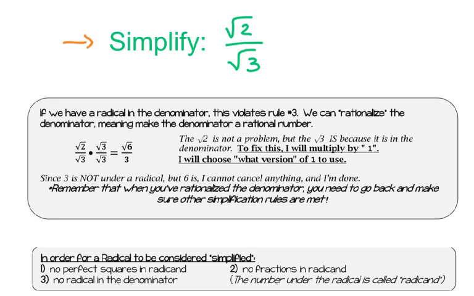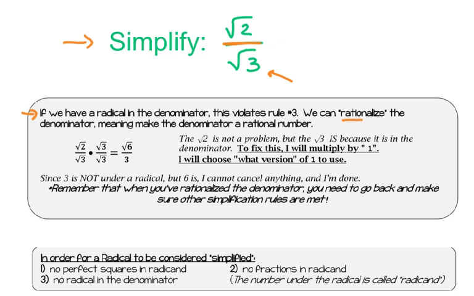If we have simplify square root of 2 divided by square root of 3, we are breaking one of the rules in that we cannot have a denominator that has a radical in it. That's the problem. And the problem is not that I have a square root of 2 in the top. That's okay. It's just that denominator that's a problem. So that's what this is saying right here. If we have a radical in the denominator, that violates rule number 3.